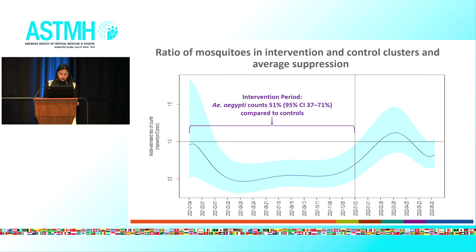On average, over the intervention period, we found that Aedes aegypti counts in the intervention clusters were 51% of counts in the control clusters. After the releases stopped, the mosquito population rebounded to levels similar to the control clusters in about 2 to 4 months.